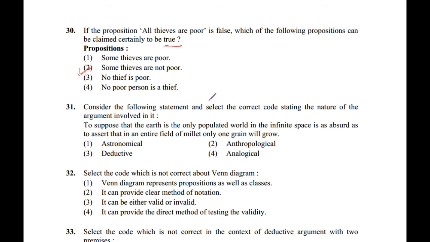Question number 31. Consider the following statement and select the correct code stating the nature of the argument involved in it. To suppose that the Earth is the only populated world in the infinite space is as absurd as to assert that in an entire field of millet only one grain will grow. So here easily you can observe that there is analogy of the earth with the grain, and it is as absurd with to assert respectively. So this statement is an analogical statement. So option 4 is the correct option.